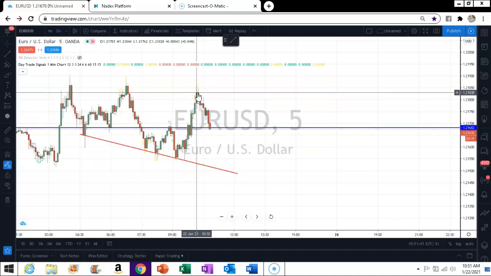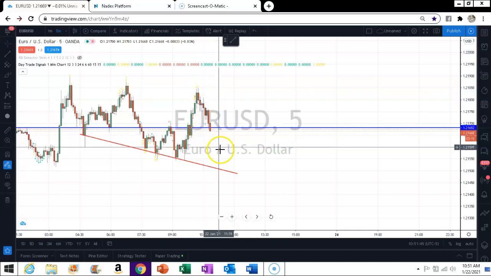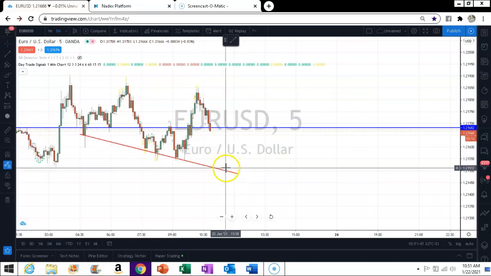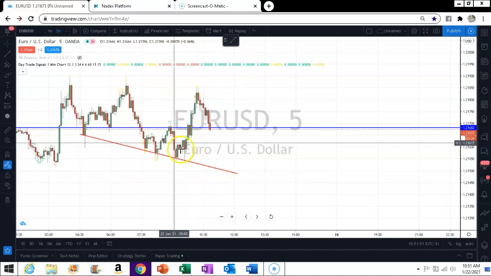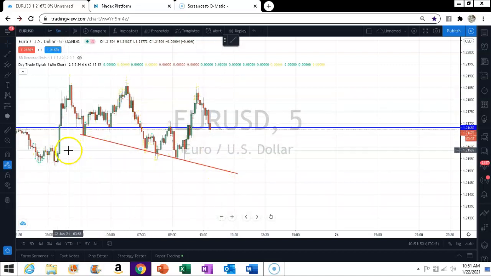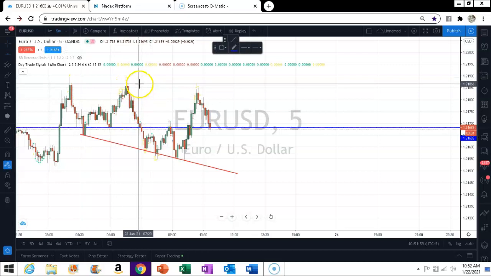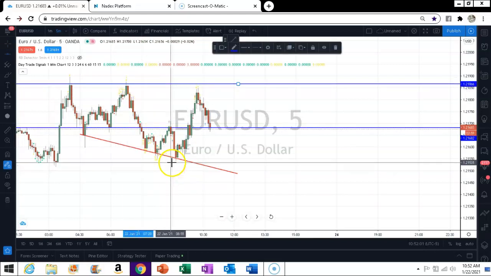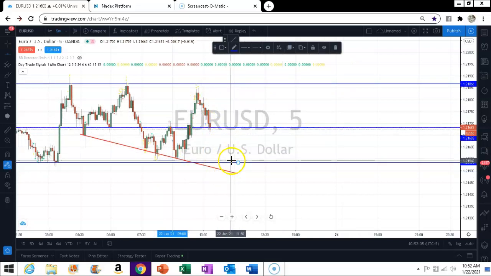So what do you think price was supposed to do once it hit here? Come back down to where? This structure right here. To finish off what? This move. To complete that. So price is going to come back down to this point right here.